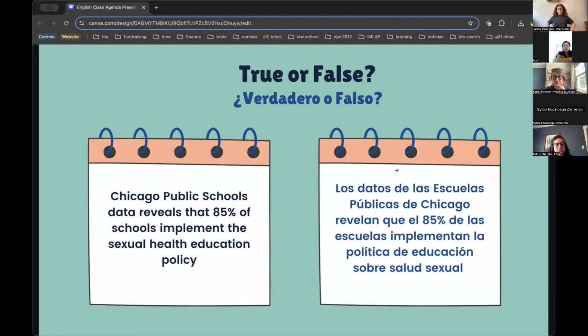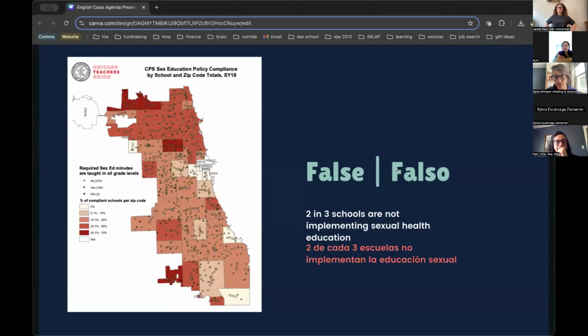Yes, I see a couple of answers here of false. For folks who said false, where do you think CPS is on the implementation? Wow. I will show you. So false. That's correct.